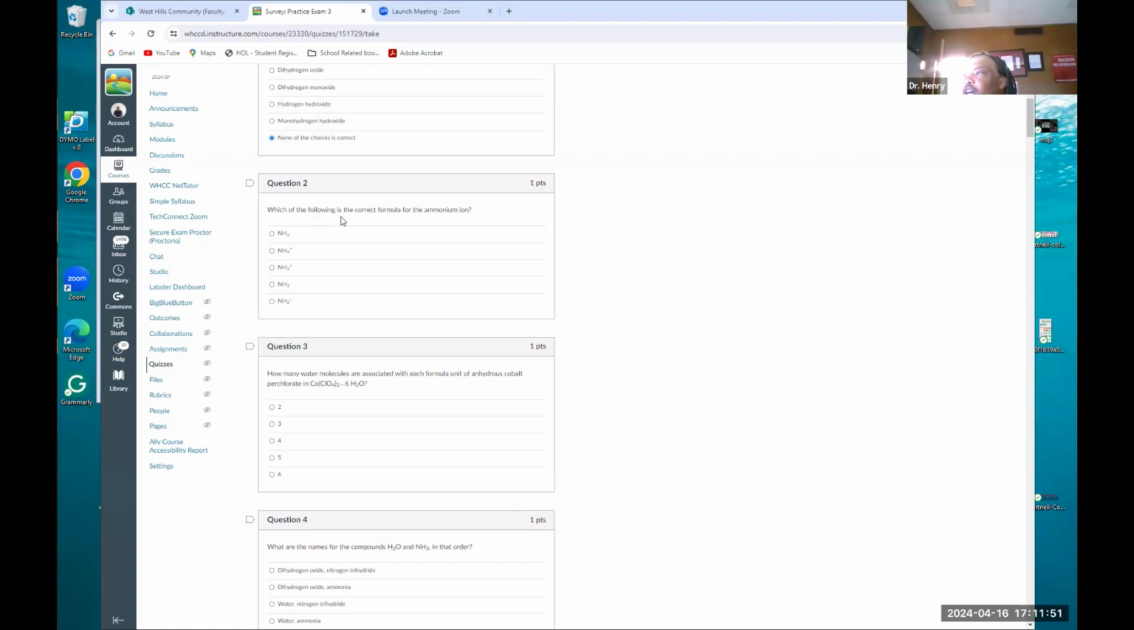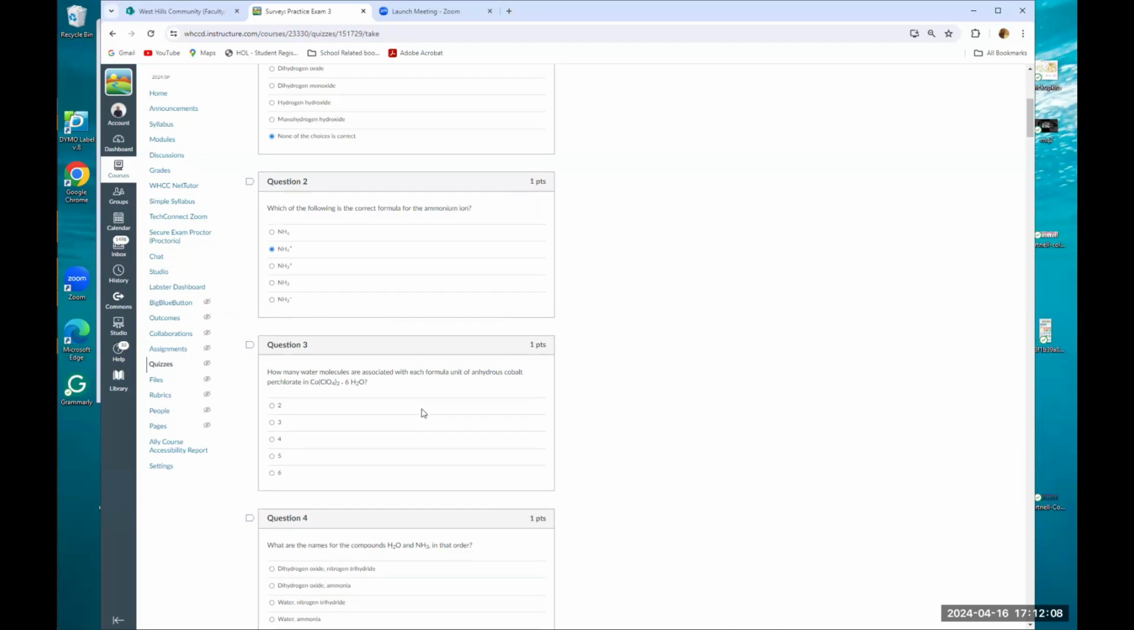Okay, so which of the following is the correct formula for the ammonium ion? Is it the NH3? Nope. Or no? Oh, ion, huh? Ammonium ion. Yep. So it's NH4, it's NH4 plus. Okay. That's right.